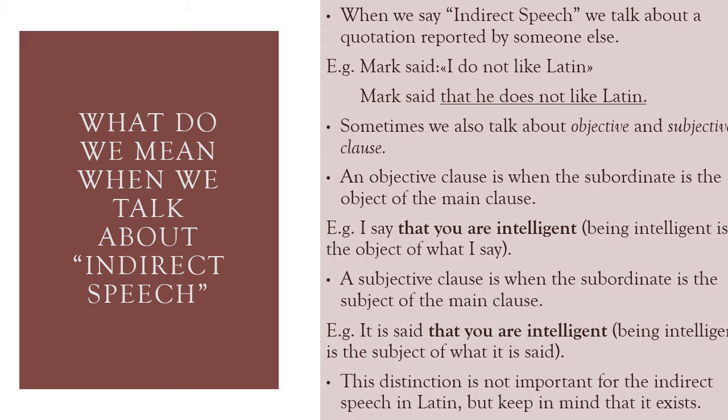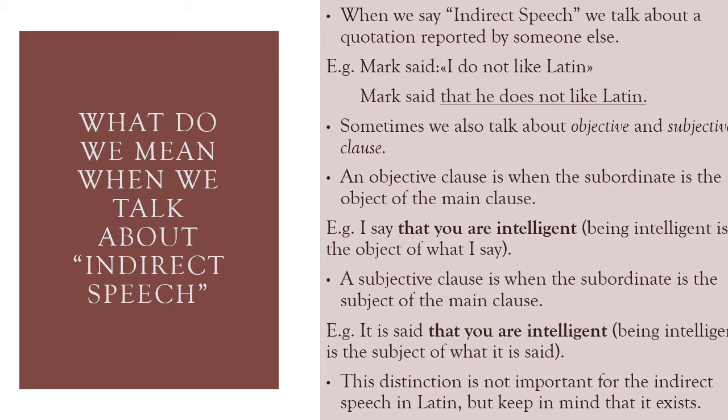Sometimes when we are talking about indirect speech, we also use expressions such as objective and subjective clause. Let's distinguish them. An objective clause is when the subordinate is the object of the main clause. So in the example, I say that you are intelligent. I say what? That you are intelligent.